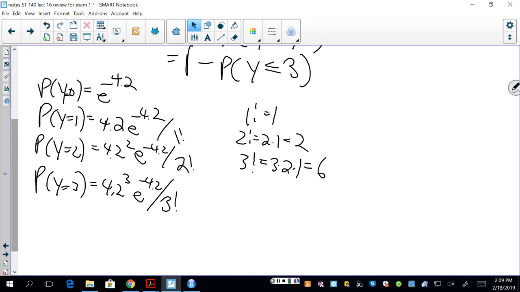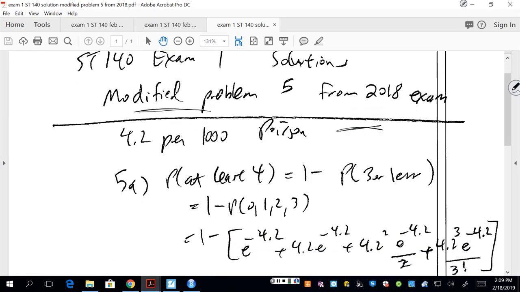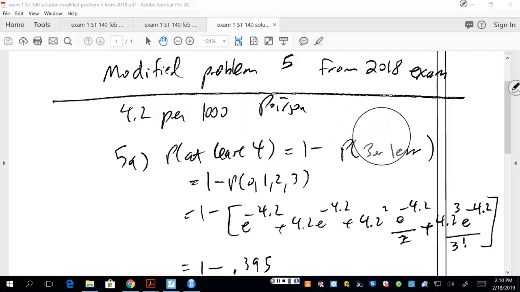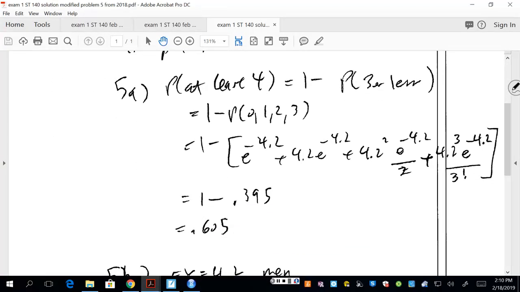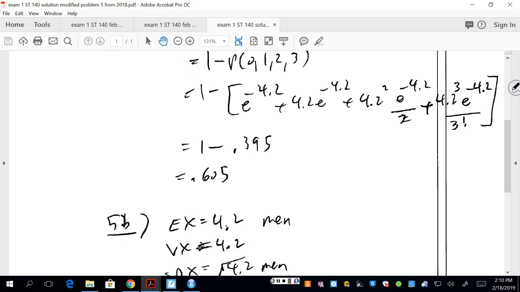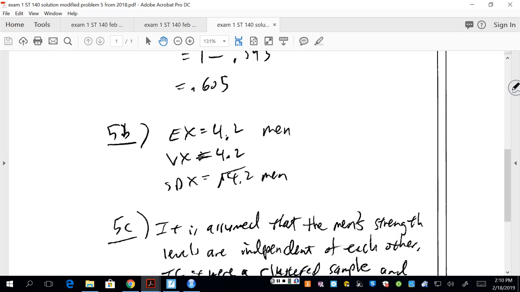On the website, I made a modified solution for that 5th problem because it's different. So this one is posted for this review of the exam. If you calculate these formulas, it ends up being 0.395. So the probability you get at least 4 is about 60%. For Poisson, the mean and variance are both that 4.2 rate. The standard deviation is just the square root of that number, a little over 2.